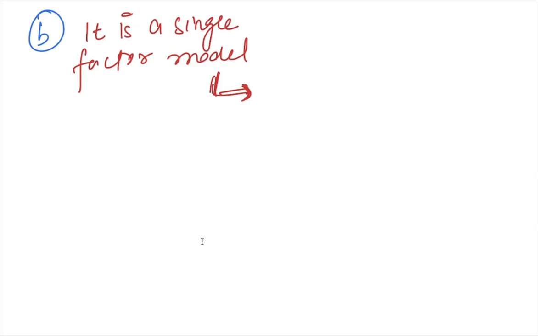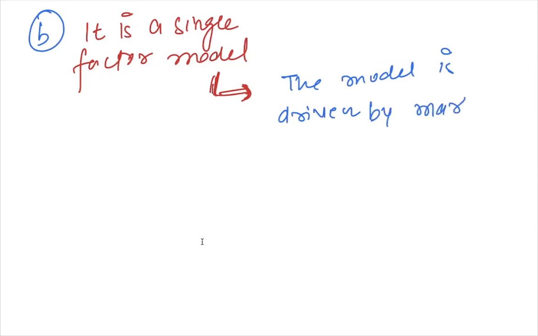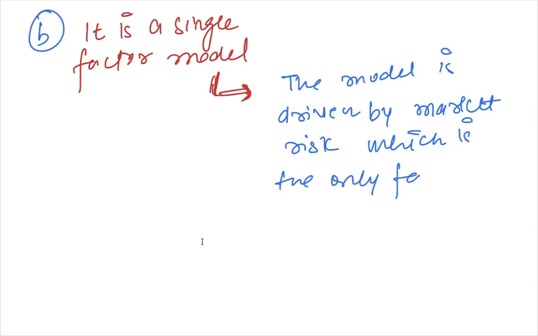Okay. So it is called a single factor model. What happens is, the model is driven by market risk, which is the only factor affecting the changes in interest rate.